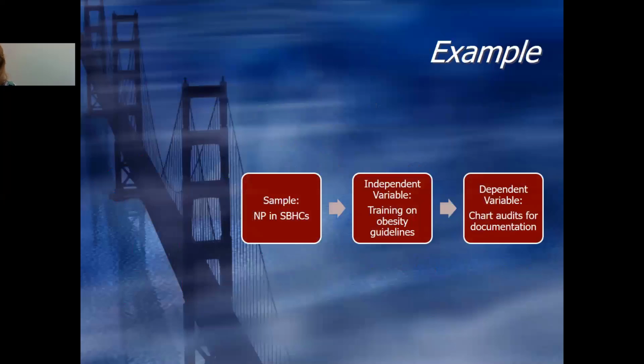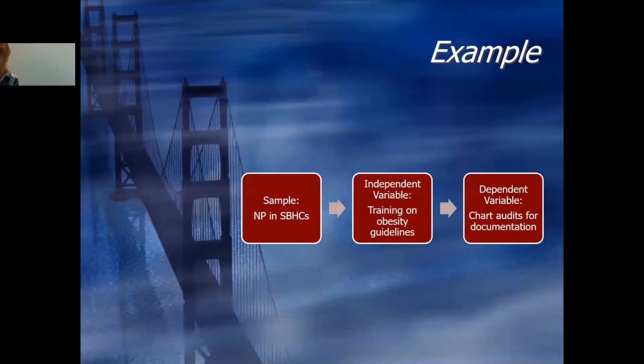So I was just going to give you an example here. This was an example of a study I conducted a few years ago. We had a grant from AHRQ to train providers in school-based health centers on the guidelines around childhood obesity. We had a national sample of nurse practitioners in school-based health centers. We recruited 24 school-based health centers in 6 states and had it sort of nationally distributed. The independent variable was providing virtual training on the obesity guidelines. And then the dependent variable was having them do chart audits to look for documentation of the components of what they were supposed to be doing.